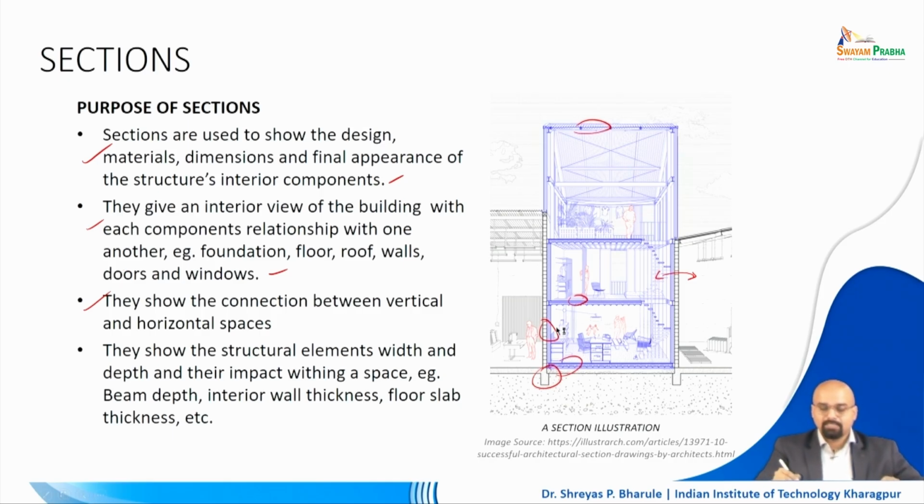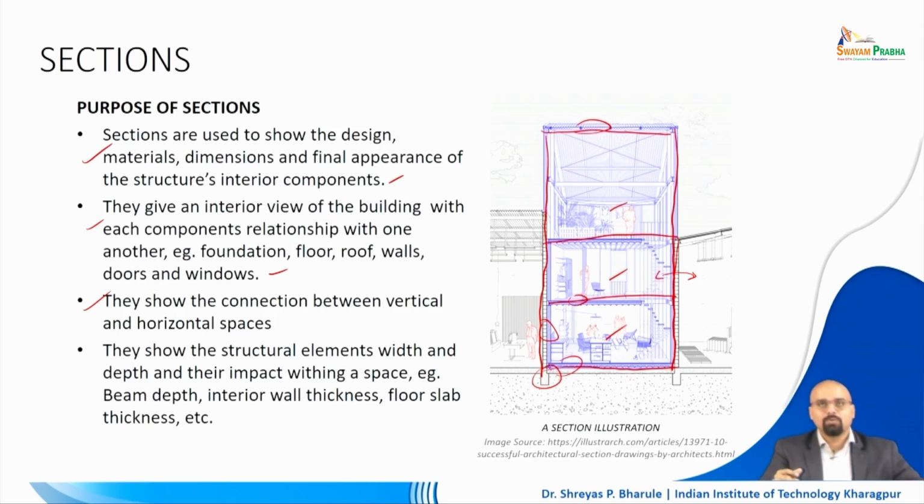Next, they show the connections between the vertical and horizontal spaces, right. So in this case, this is the complete vertical space which is being used, and in this, these 3 horizontal spaces, 1, 2, 3, are stacked up on each other, right. These are floors, so they are stacked up on each other, creating that vertical space, right.